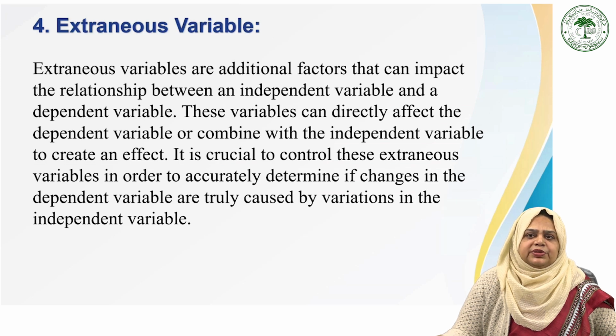The fourth category of variables from the viewpoint of causal relationships is extraneous variable. When conducting experiments, it is important to consider extraneous variables. These are the variables that can affect the results of the experiment if they are not controlled. Extraneous variables can be characteristics of the participants like their intelligence level, gender, or age, or they can be features of the environment such as lighting or noise.